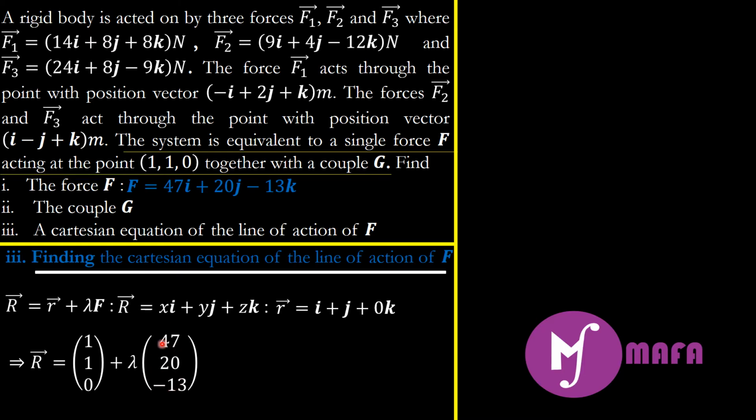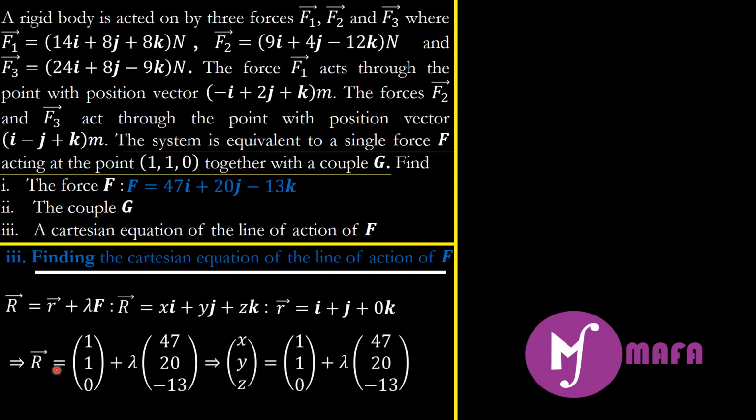Okay, so we have 47, 20, negative 13. So we can replace r with xyz, and then now we equate corresponding entries. So x will be equal to 1 plus 47 lambda, y will be equal to 1 plus 20 lambda, and z will be equal to 0 minus 13 lambda.